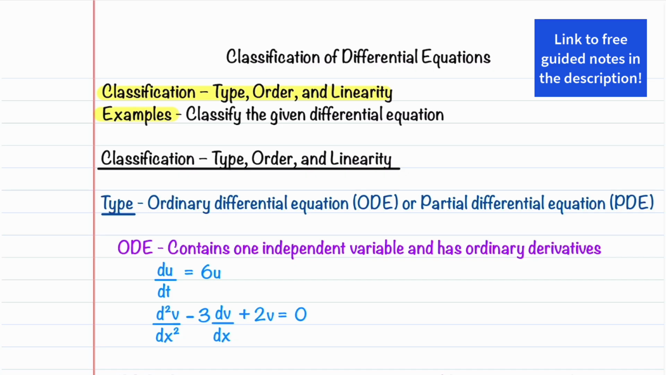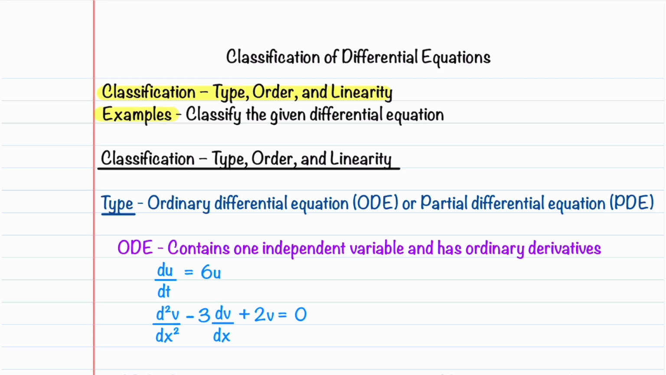Let's get started. A differential equation is classified based on its type, order, and linearity. Let's start with type. There are two types of differential equations: an ordinary differential equation called an ODE and a partial differential equation that's called a PDE. An ordinary differential equation contains one independent variable and it has ordinary derivatives.